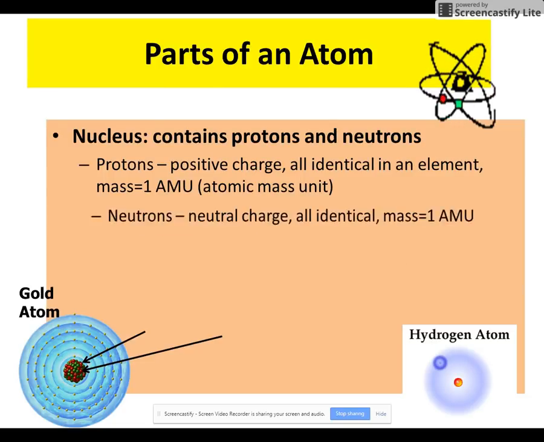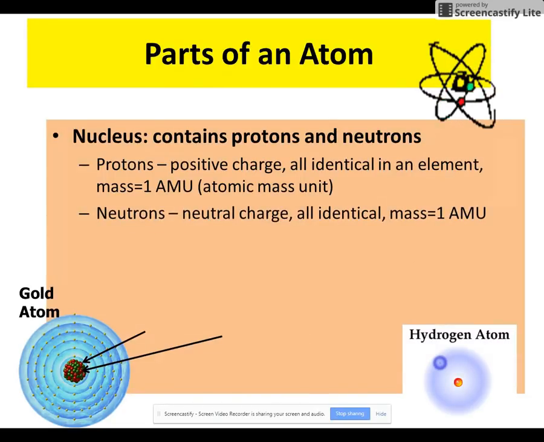Neutrons, along with protons, reside in the nucleus and have a neutral charge. If you can remember, the NEU in neutron is kind of identical to neutral. Neutrons are neutral. They're all identical also, and their mass is also 1 AMU.